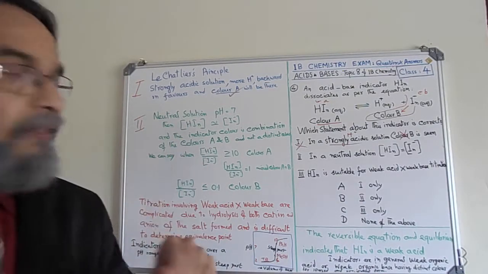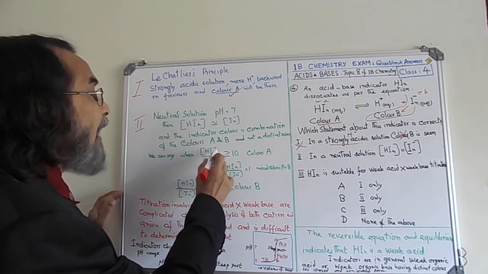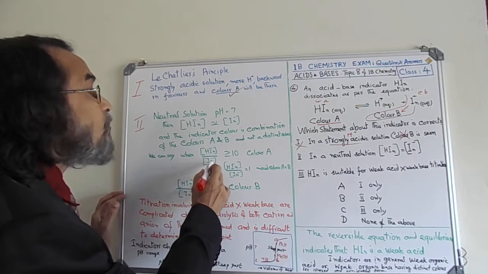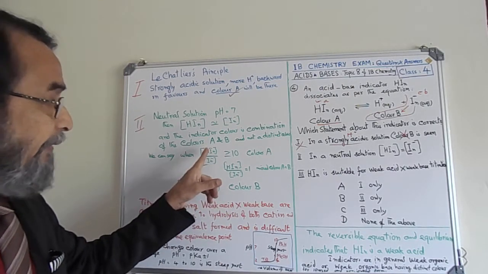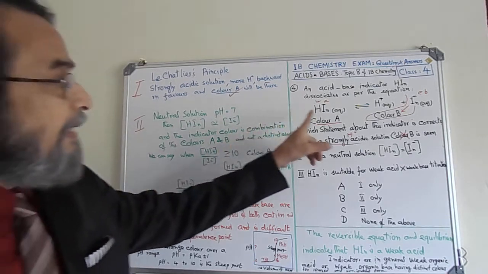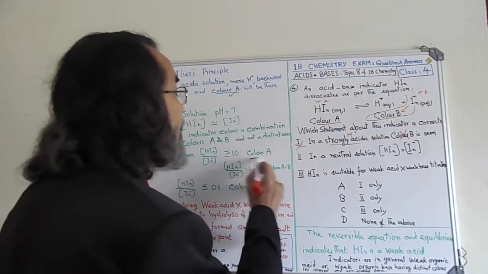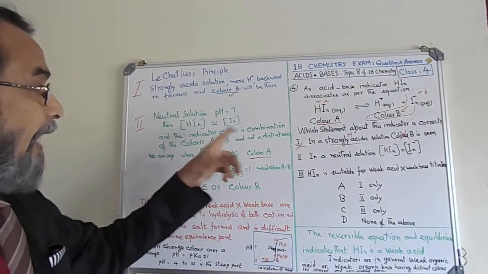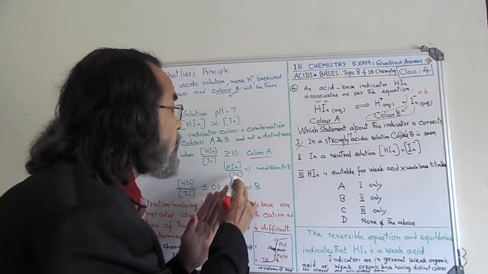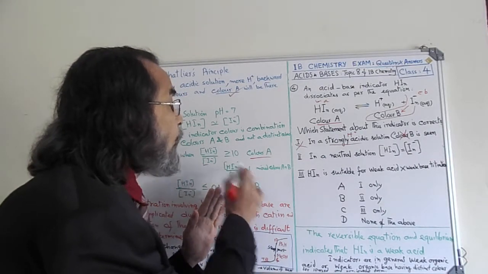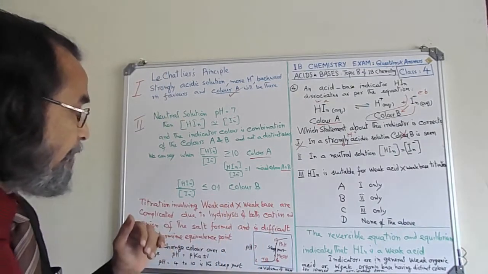We will go further and think what will happen if the HIn concentration is 10 times that of In minus concentration. If HIn concentration is 10 times more, we can say that color A will be predominant. HIn is more and color A will be predominant. And as we have already said, if HIn concentration is equal to In minus concentration, that is the ratio is equal to 1, then we have mixed color of A and B obtained.